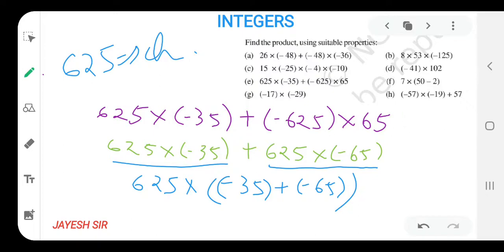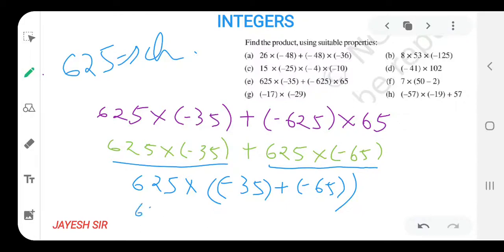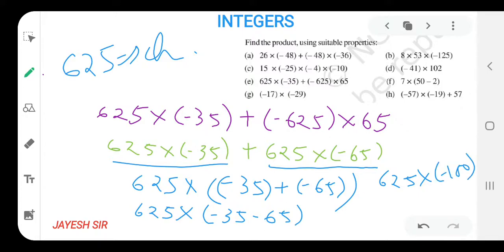Yes friends, now we need to solve it by our sign rule, as we all know how to use the sign rule. Now plus minus minus, so it will become minus 35 minus 65. I need to give 35 rupees to one friend, and to my second friend I need to give 65 rupees. So in total I want to give 100 rupees. So 625 into, and my sign should be minus, 625 into minus 100. So our answer would be minus 62500.